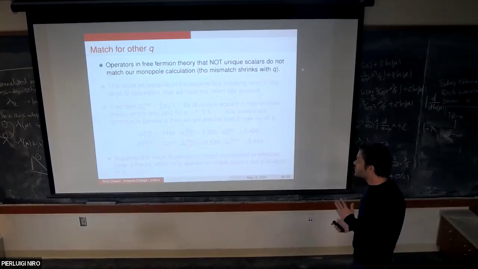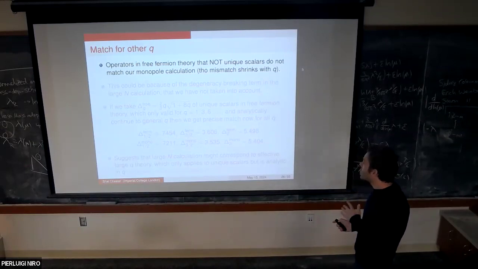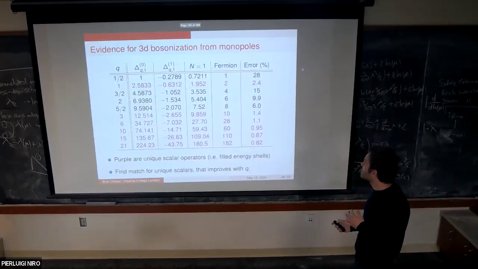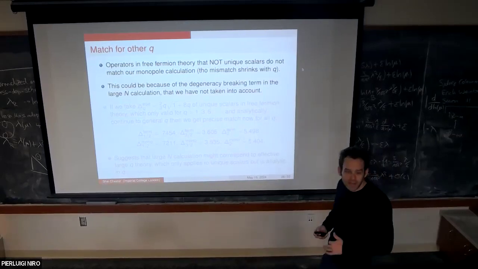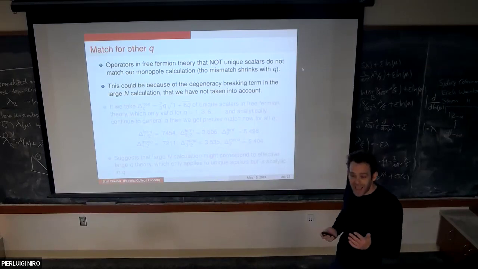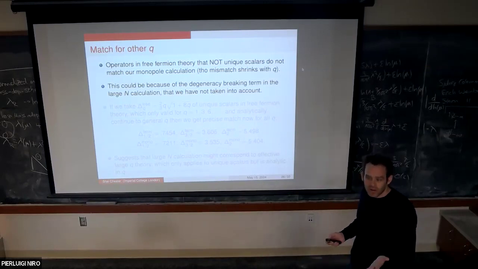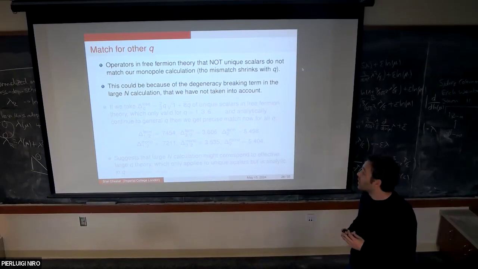Okay, so first of all, let's talk about these black values. The operators in the free fermion theory that are not unique scalars don't seem to match the monopole calculation so well. So for instance, our prediction would be 0.72, the answer is supposed to be 1. Huge error. So it might just be that the monopole calculation is invalid in these cases. Because first of all, if the monopole is not a scalar, then maybe the saddle we chose was just the wrong saddle. I guess we chose some kind of saddle that is spherically symmetric. Maybe there's some other saddle which breaks spherical symmetry, which is more appropriate for a spinning monopole.